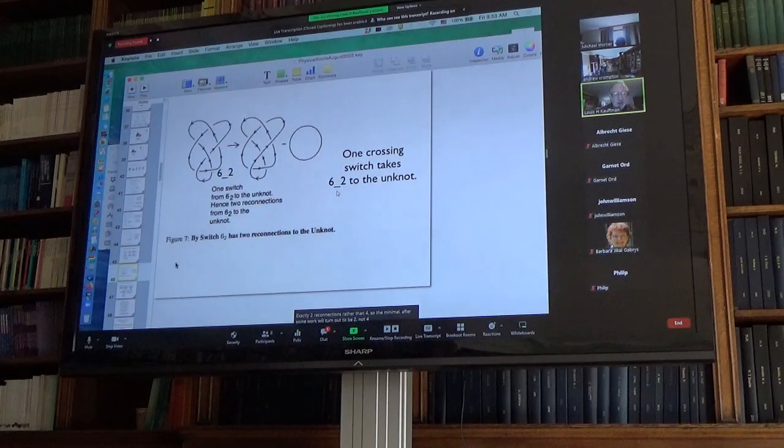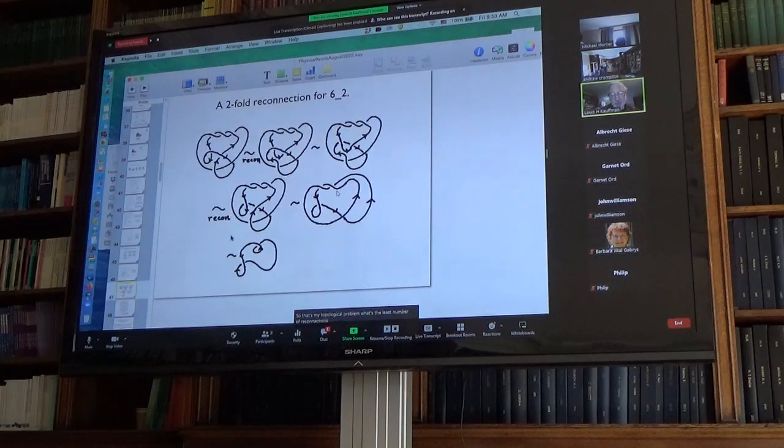So that's my topological problem. What's the least number of reconnections needed? And if you want to imagine a scenario in which that would actually happen for the 6-2, here we can have a little curl here, reconnect, pull it back, put it back over, reconnect, and it's unknotted.